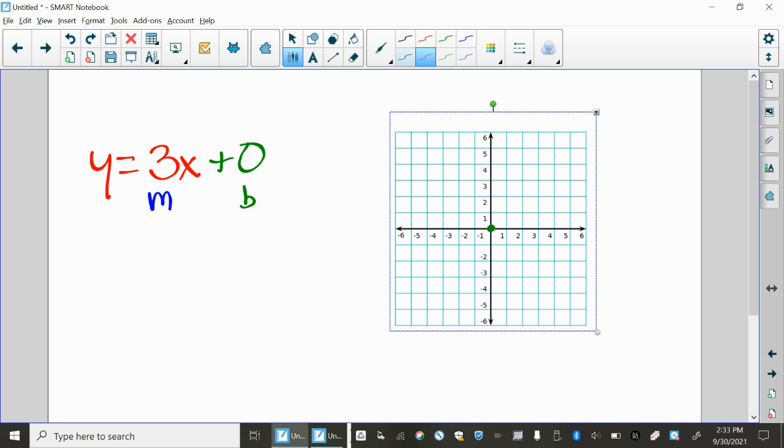We just go up 3, 1, 2, 3, and over 1. Up 3 and over 1. And I will go back to the y-intercept, and I will go down 3 and to the left 1. I can do one more, 1, 2, 3, down 3 and to the left 1 as well. Do the best you can to make that line kind of straight. Put arrows on the end to show that it goes on forever.